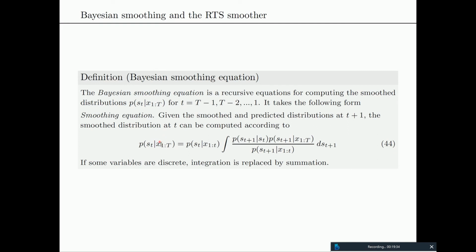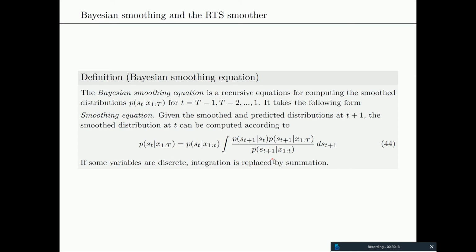This already features here. To do that, you use the so-called smoothing equation. What's the smoothing equation? It uses the smoothed distribution at t plus 1, so s_{t+1} given x_1 to T. It uses the state transition probability distribution, then does some Bayesian inference and averages over that. We see on the next slide why it works.